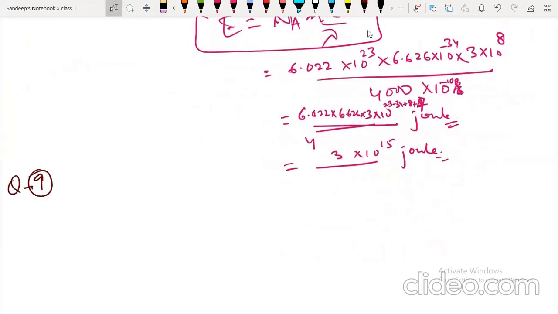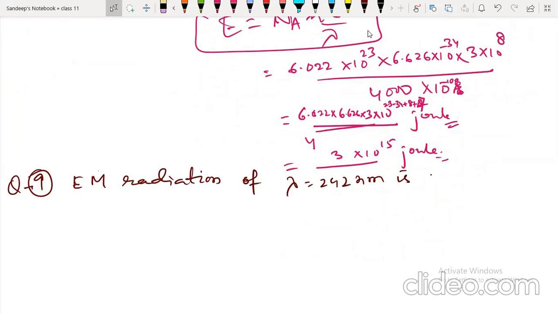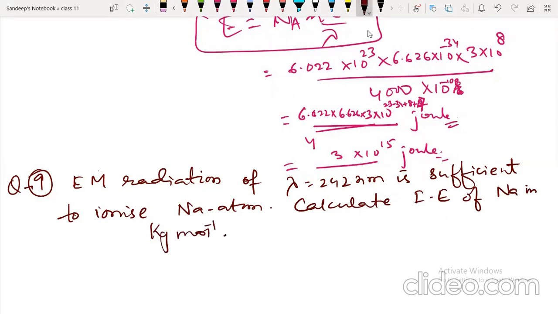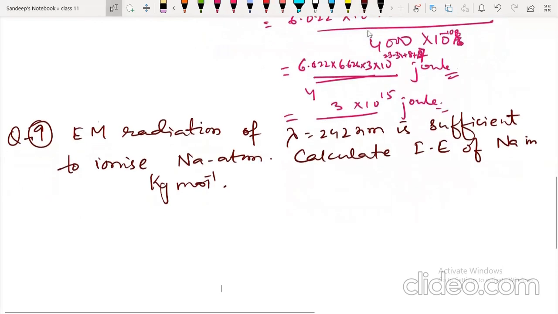Question number 9. Electromagnetic radiation of wavelength 242 nanometer is sufficient to ionize sodium atom. Calculate ionization energy of sodium in kilojoule per mole. Do it. Calculate ionization energy of sodium in kilojoule per mole.